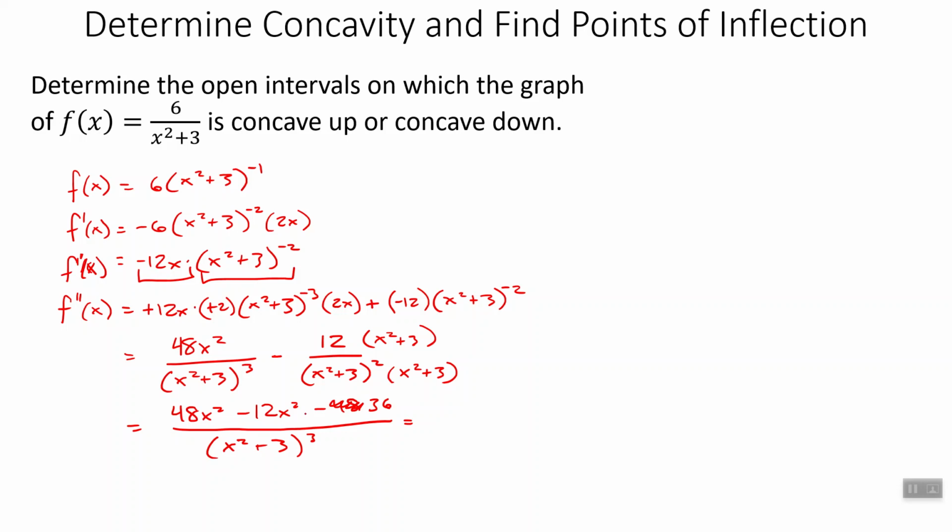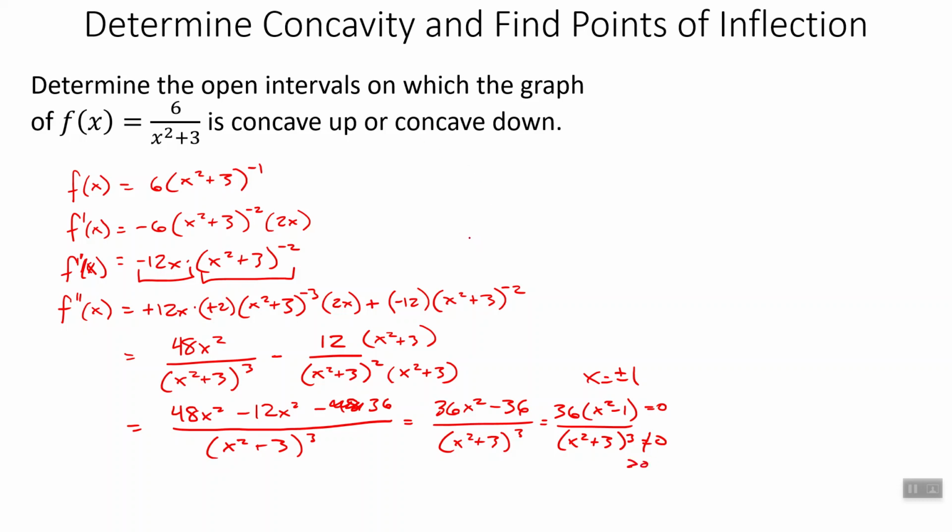And let's see, we can put together those x squared, so that's going to be 36x squared minus 36 over x squared plus 3 cubed. And we can factor out a 36 from this. We're left with x squared minus 1 on top, which if we set this equal to 0 top and bottom, we're going to get x equals plus or minus 1 on the top. The bottom, that never equals 0. All right, x squared is always positive. If we add 3, it's always greater than or equal to 0. If we add 3, it's definitely going to be greater than 0. So we don't have this ever equal 0. This is always going to be positive.